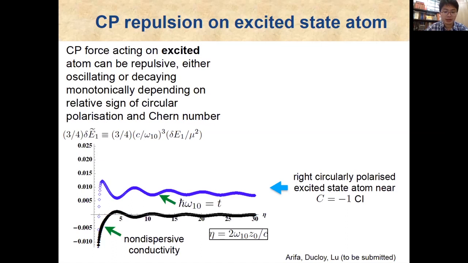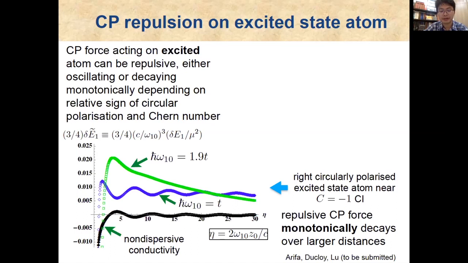Now, if we look at a higher value of transition frequency, which is equal to 1.9 t over h bar, we see that the oscillations have disappeared and they're replaced by a monotonically decaying profile. This is because inside the Casimir-Polder interaction expression, there are two contributions. The second contribution, which comes from the non-reciprocal part, can oscillate antiphasally to the first part, so it cancels out the oscillations. What this means in practice for the Casimir-Polder force is that it's both repulsive and it also decays monotonically with distance from the surface.